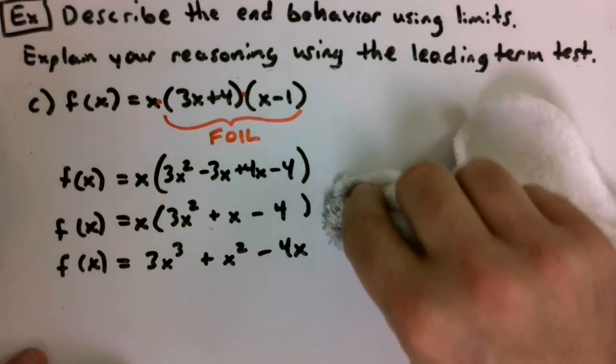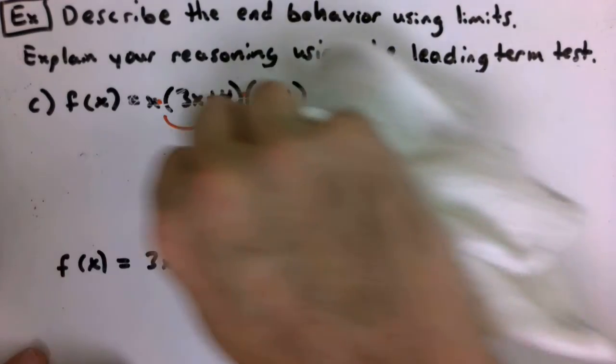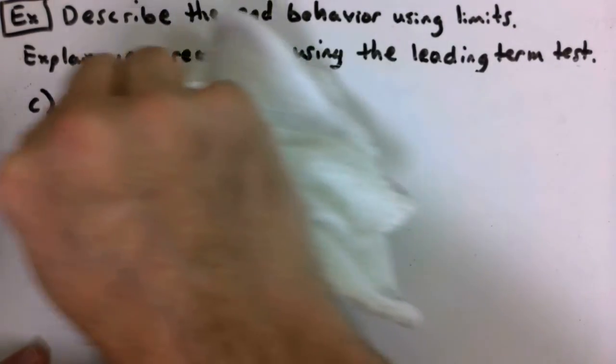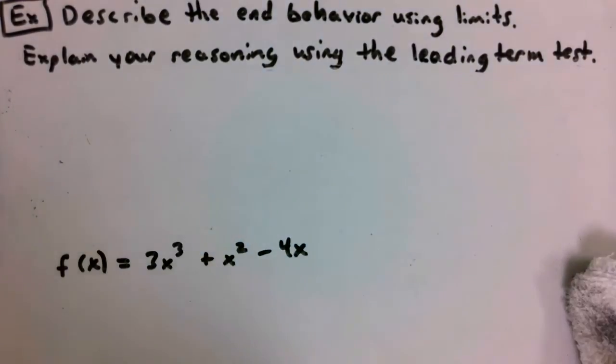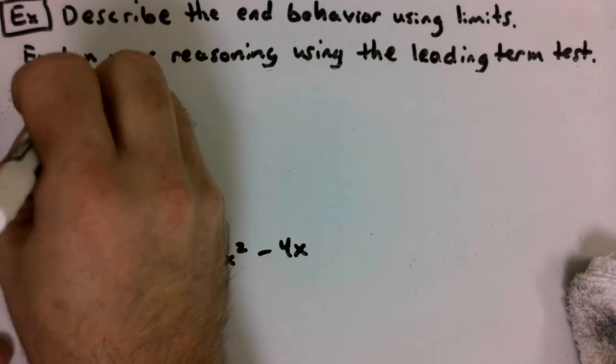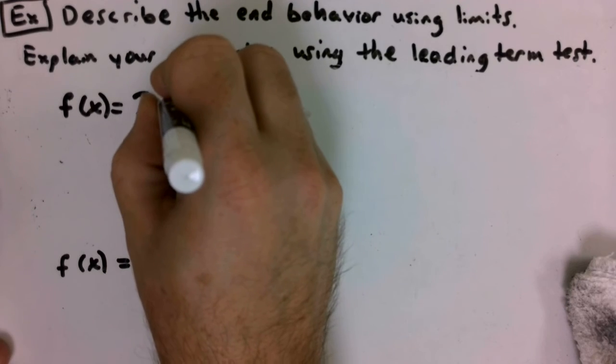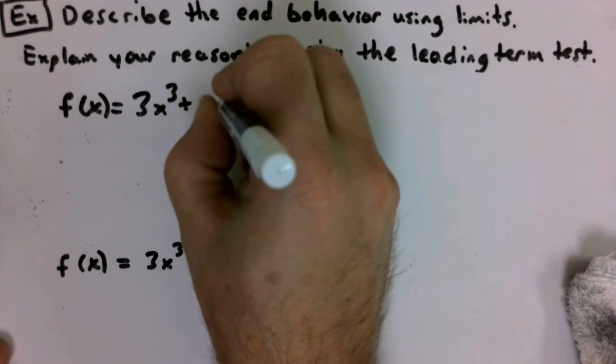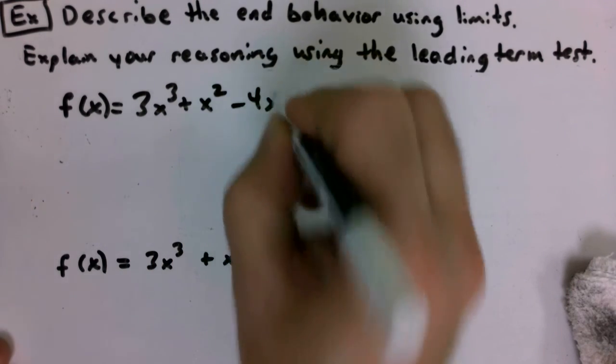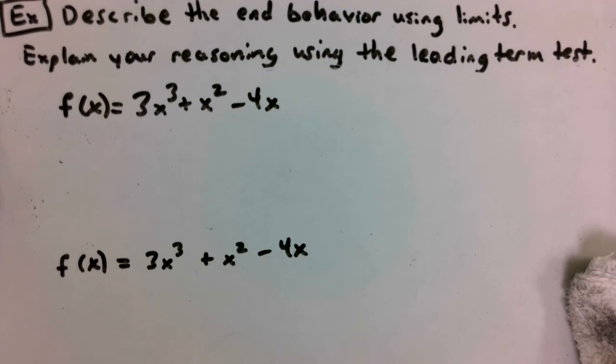Let me erase a little bit. I'm just going to erase my work for a second, and I'm going to go back up here and copy our final result up here. That'll give me a little more room to work. So after we multiplied everything out for this example, we ended up with f of x is equal to 3x cubed plus x squared minus 4x.